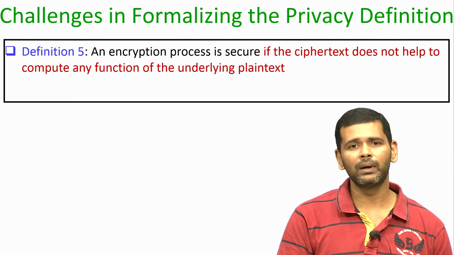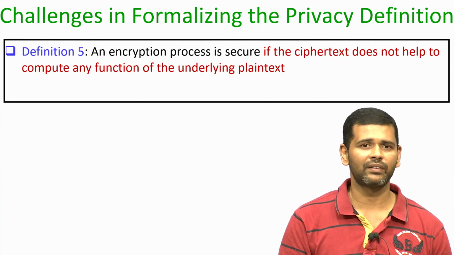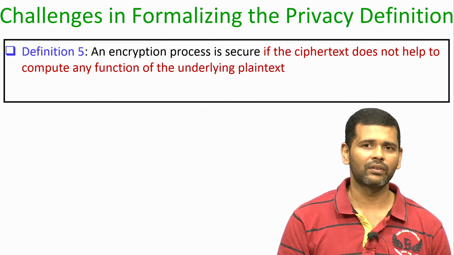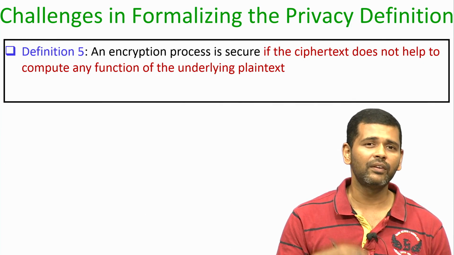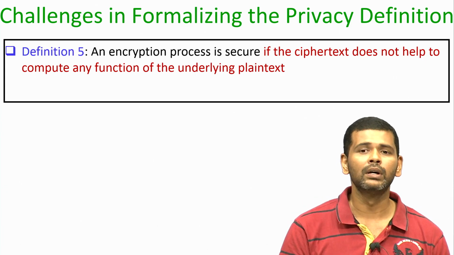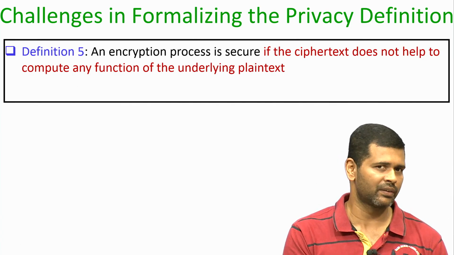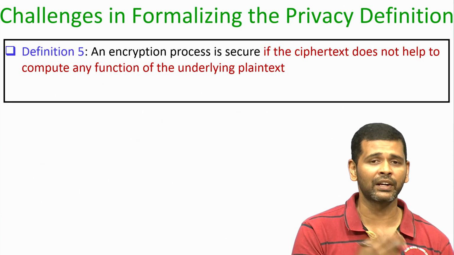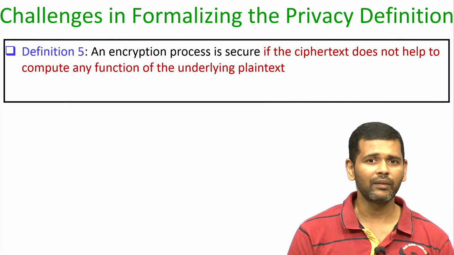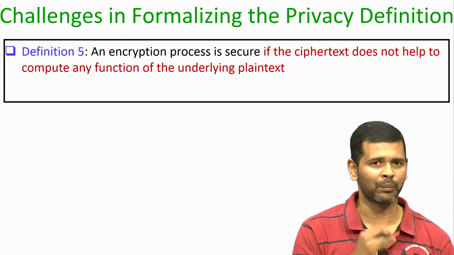So, to fix that problem, let us come up with the next possible definition of privacy, and this definition says that an encryption process will be called secure if the ciphertext does not help the attacker to compute any function of the underlying plain text. That means, imagine an attacker who has seen the ciphertext, who knows the encryption process, and who is interested in computing some function, say f, of the underlying message which the sender has actually encrypted in the ciphertext. We will say that the encryption process is secure if, using the knowledge of the ciphertext, the adversary is not able to compute the function of the underlying message.